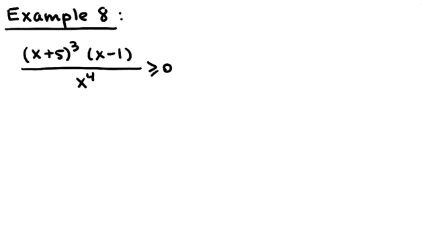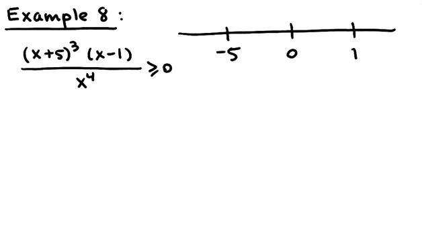All right, now the last example I've got for you is probably higher degree than we're going to be seeing in this class. I've got a triple factor of x plus 5 and a quadruple factor of x in the denominator. But since this thing's already factored, I'm pretty much ready to go. I'm ready to write down a number line. Okay, so there it is. And the zeros in the numerator and the denominator are going to be negative 5, 0, and 1. So negative 5, 0, 1.